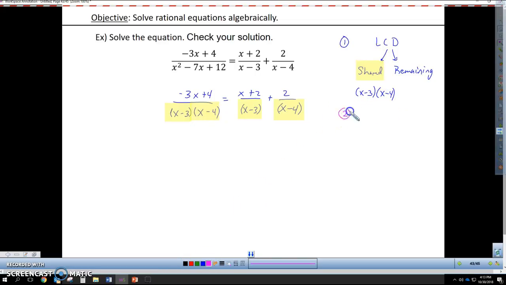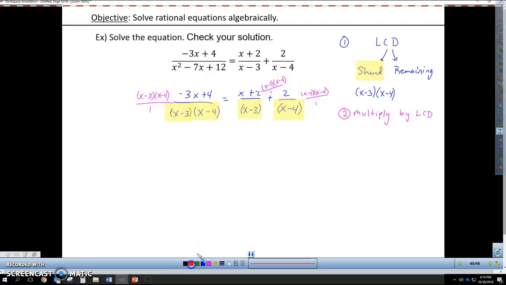Step 2 is to multiply by the LCD every single term. So I'll multiply this term by x minus 3, x minus 4, over 1. I'll multiply this term by x minus 3, x minus 4, and I'll multiply this term by x minus 3, x minus 4. Of course, both of these are over 1, denominator 1, denominator 1. I'm squeezing it in here.